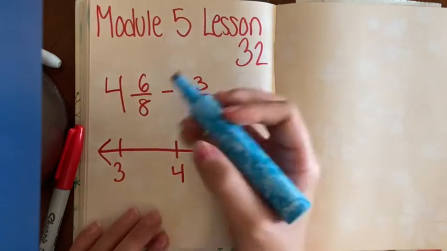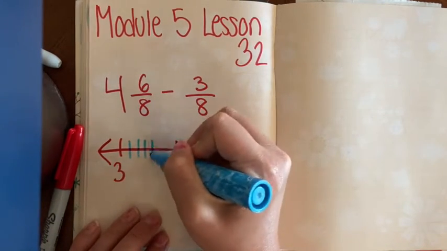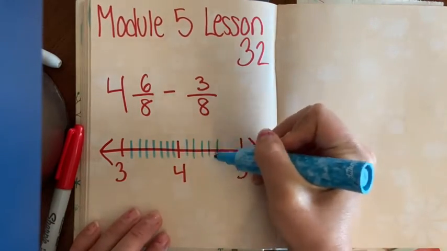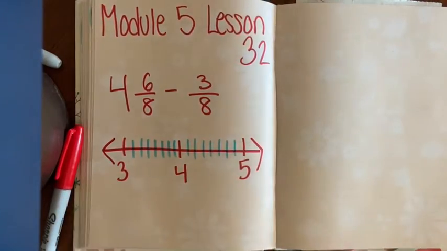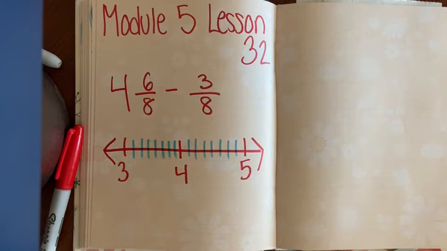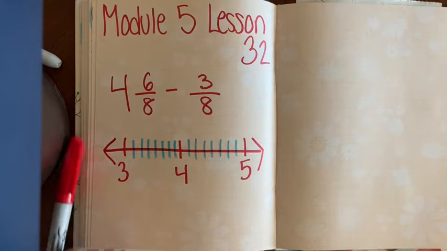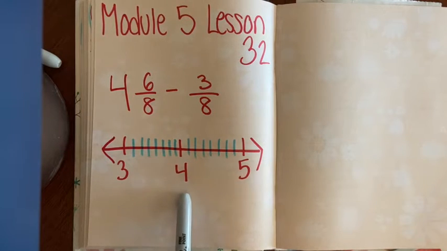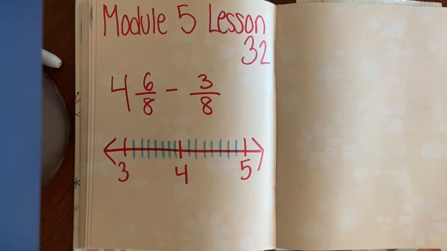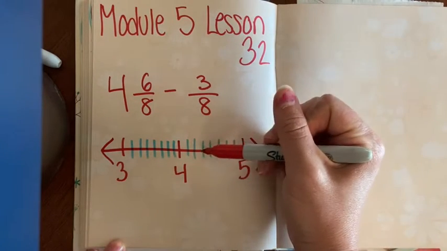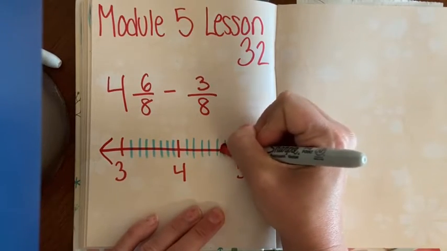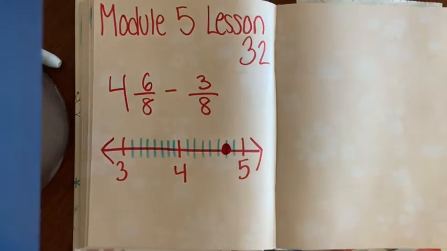So take a moment to do that. 1, 2, 3, 4, 5, 6, 7, and 8. You can always pause this video and resume it when you are ready. We want to label with a solid dot where 4 6/8 is going to be. So go to your whole number of 4 and then count over 6 parts. 1, 2, 3, 4, 5, and 6. Make a solid dot where that will be located.